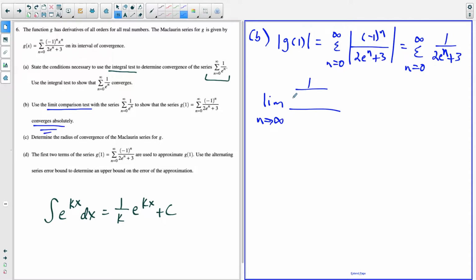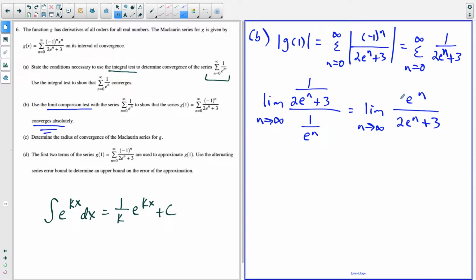We have the series with general term 1 over (2e^n + 3), and this series here, 1 over e^n. So we're taking the general term of both of them. And now here, what we have is the limit as n goes to infinity. If we do the algebra, we just use keep, change, flip, or you could just multiply the top by the reciprocal of the bottom. This is going to give us e^n over (2e^n + 3).